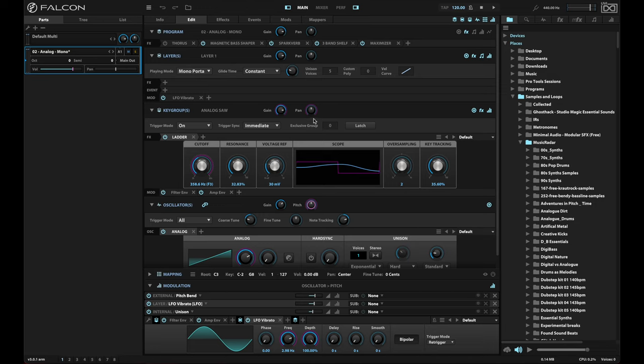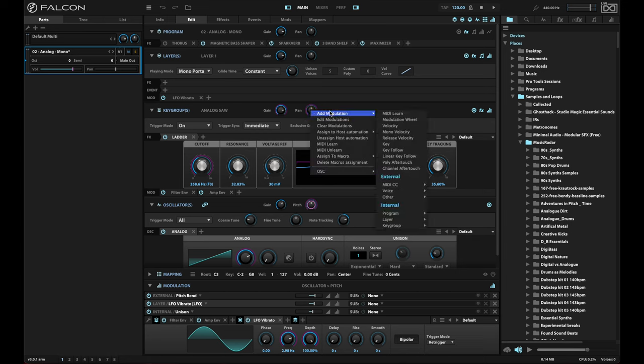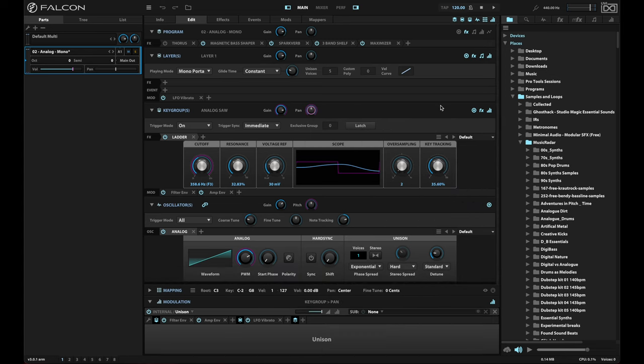But I could also have chosen, instead of a source of Unison, if I went to add modulation other, I'll find that there is a unipolar Unison as well. So you can use this if you only want to modulate in one direction across those voices. So with that in mind, I hope this gives you some great ideas for your next creation in Falcon.